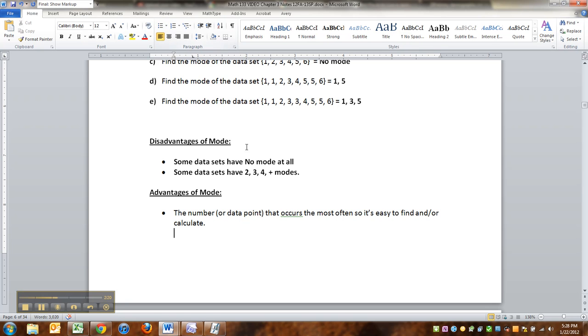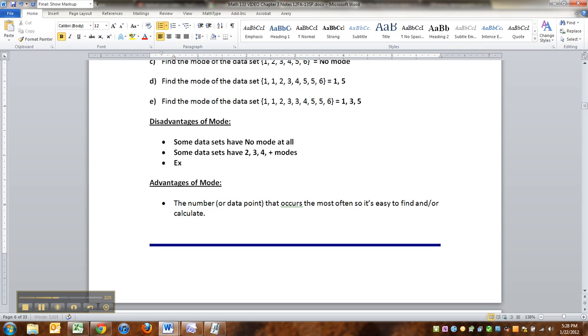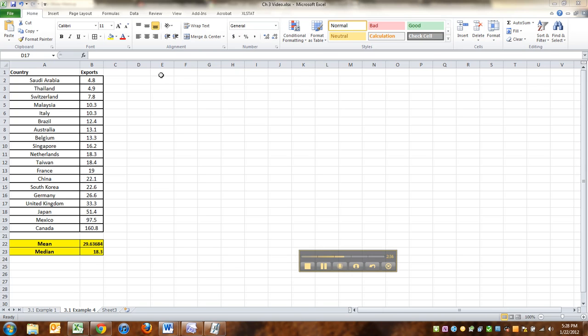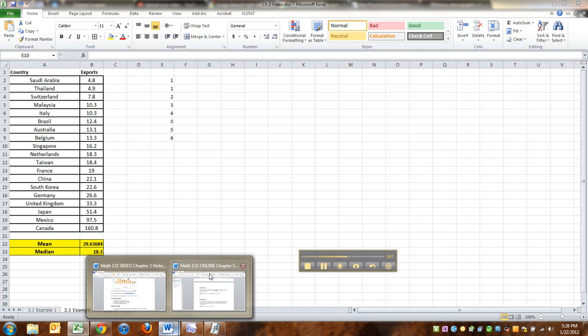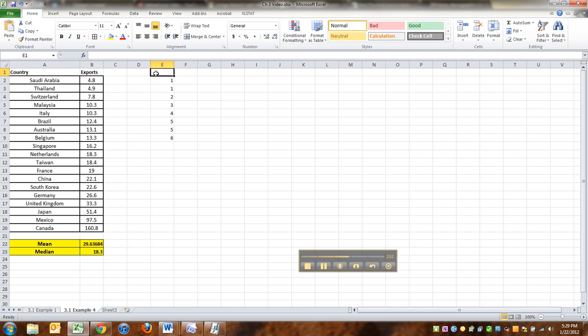Another disadvantage to the mode. Hold on, let me go back up here. Excel does not find the mode. Which is a little bit of a lie. It does sort of find it. Here, let me show you. I had like a 1, a 3, a 5, a 5, a 6, and so on, right? Wasn't that one of them? Hold on one sec. There it is. It's the one for letter D. There you go. Okay, so let me just type that.